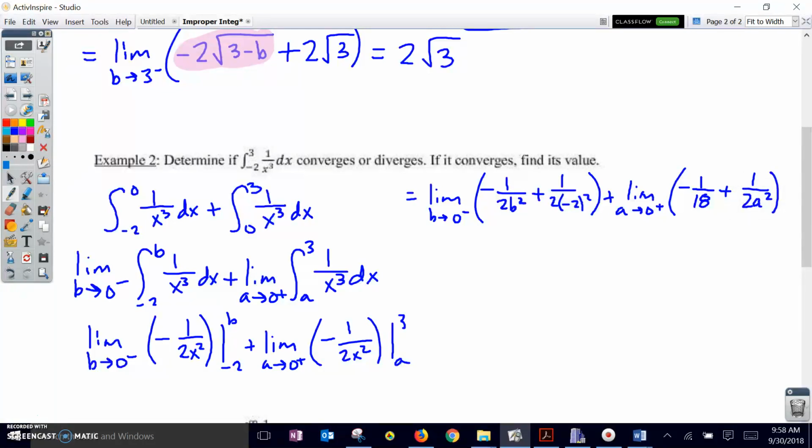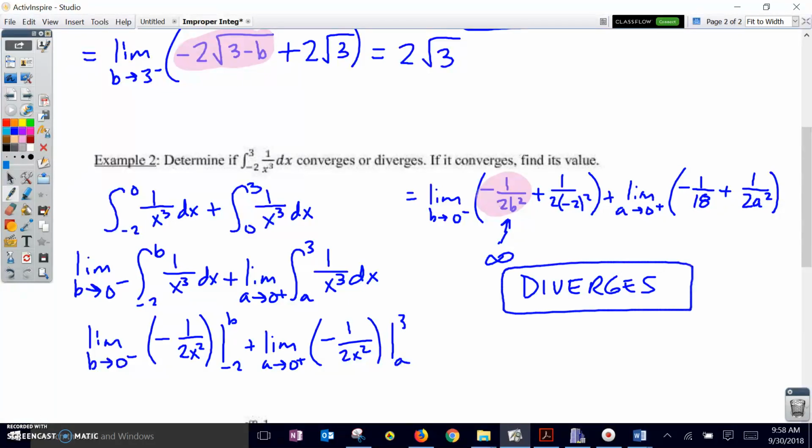Now, as b approaches 0 from the left, this term approaches an infinite value, that goes to infinity. Therefore, this integral diverges.